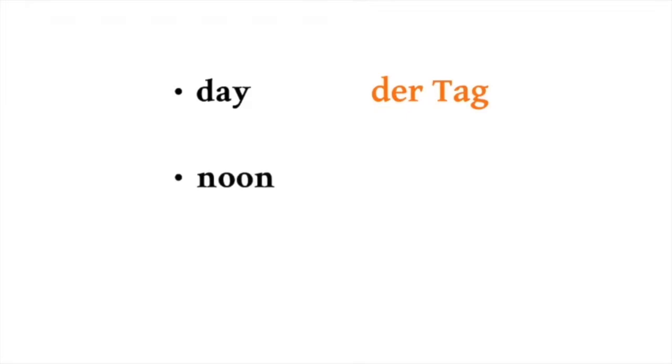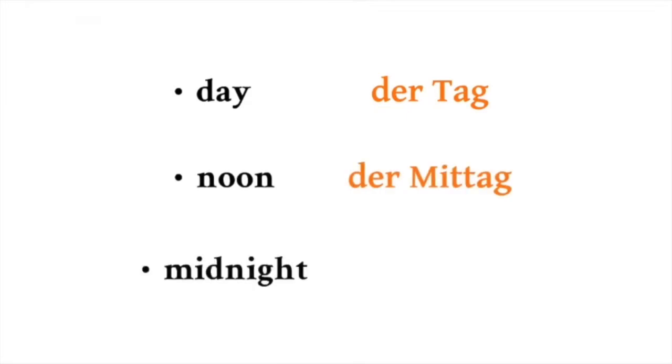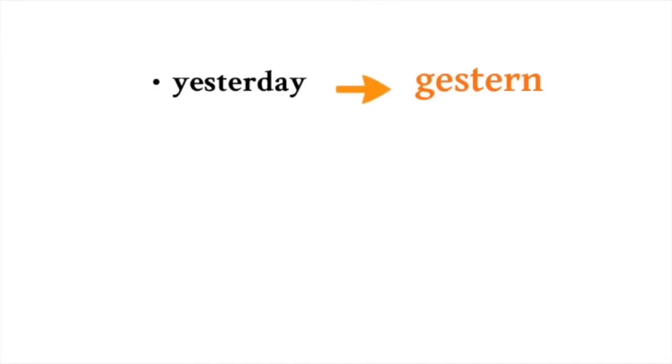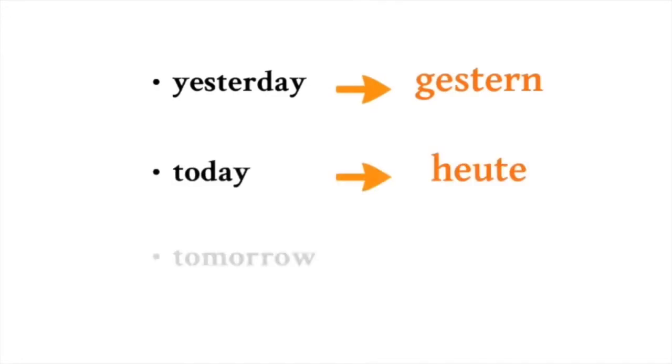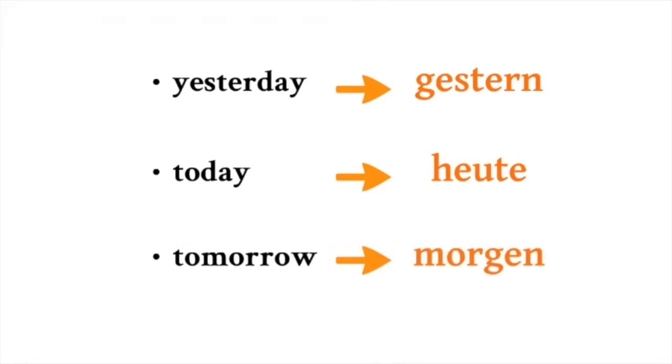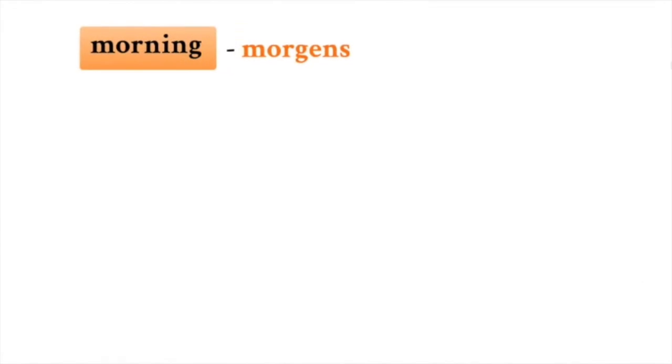Day, der Tag. Noon, der Mittag. And midnight, die Mitternacht. Der Tag, der Mittag, die Mitternacht. And yesterday, gestern, today, heute, and tomorrow, morgen. Gestern, heute, morgen.